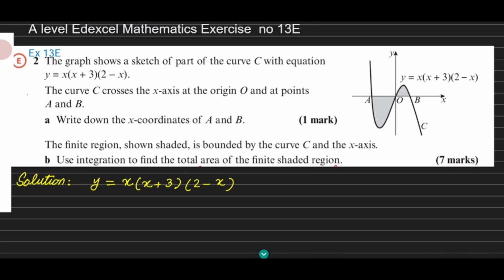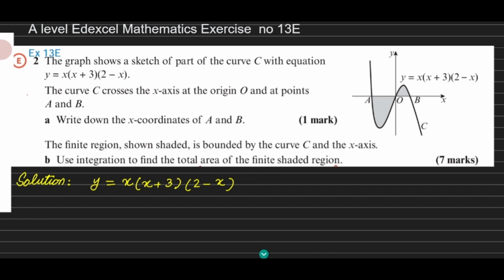Example 11 in Excel Mathematics, exercise number 13E. Here in this question, we are given this figure. We are looking here on the x-axis. We have to find the point A and the point B. We are given the equation y equal to x into x plus 3 into 2 minus x. The curve C, this is the curve C, crosses the x-axis at the origin and at points A and B, as we can see, A, origin, and B. The first part is write down the coordinates of A and B.